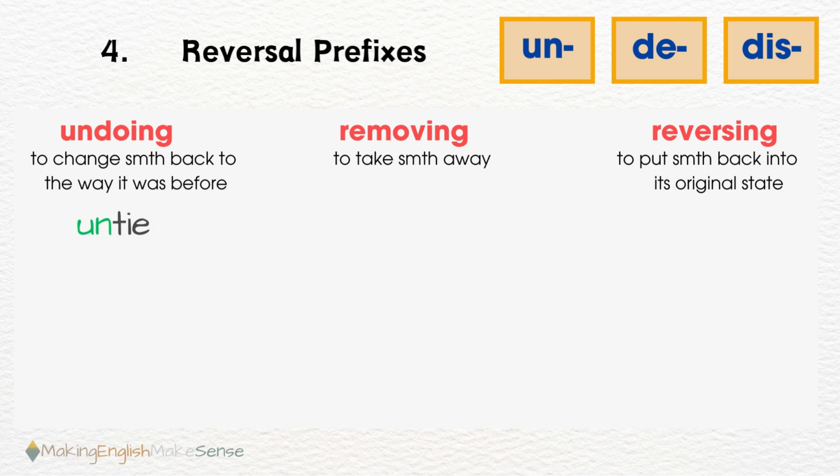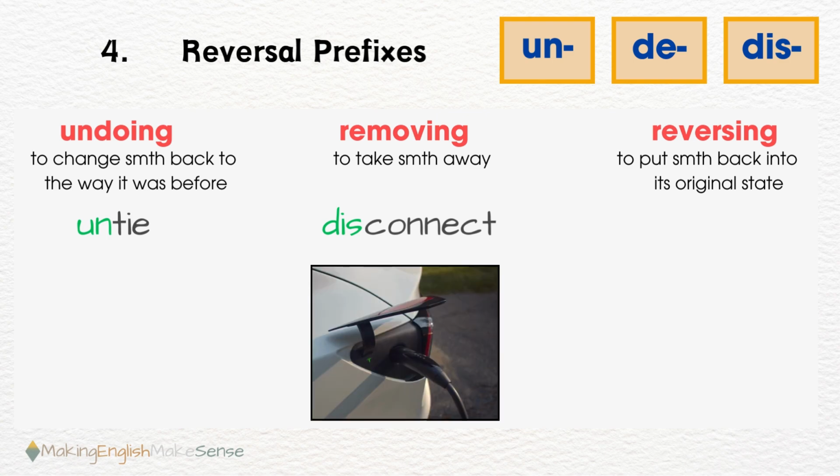Removing means to take something away. The prefix dis in the word disconnect demonstrates this. If you disconnect something, it means you take away the connection. For example, disconnecting a device could mean taking away a cord that's connecting the device to a charger.